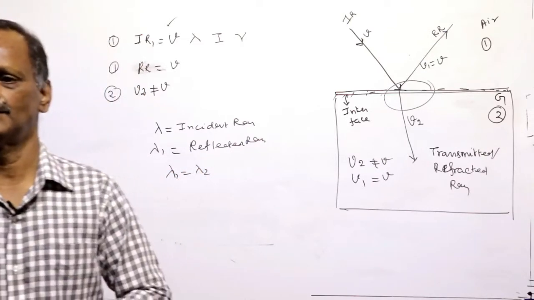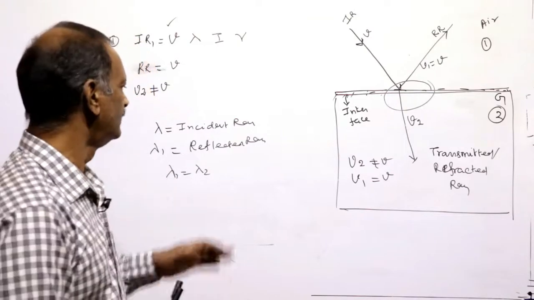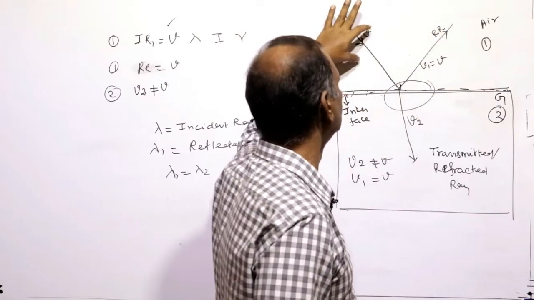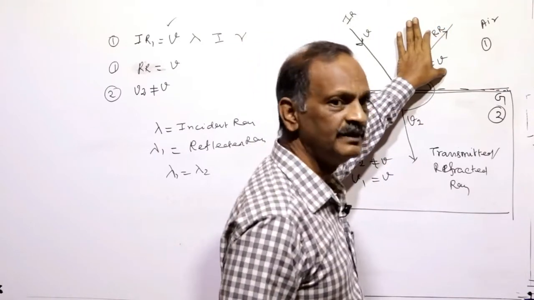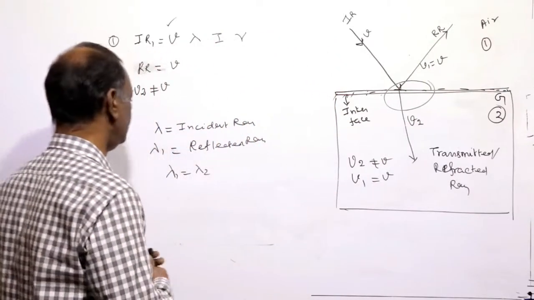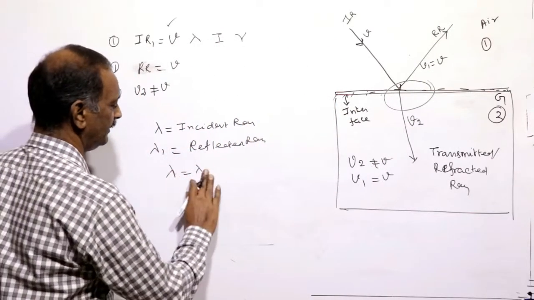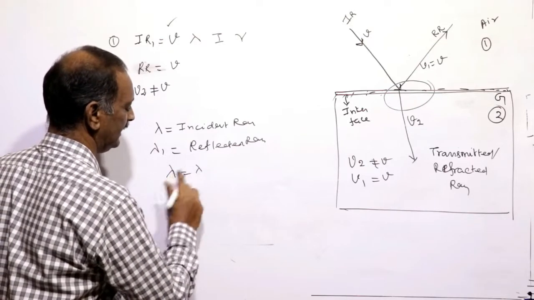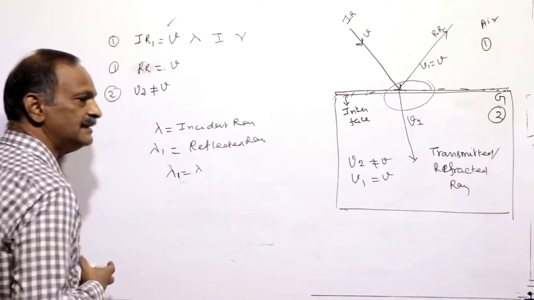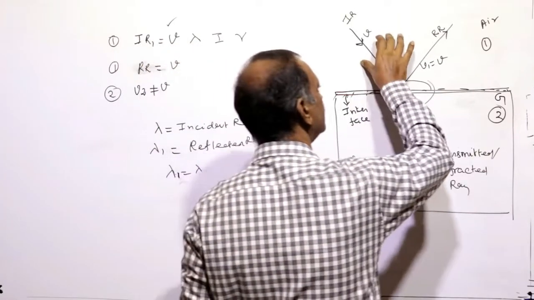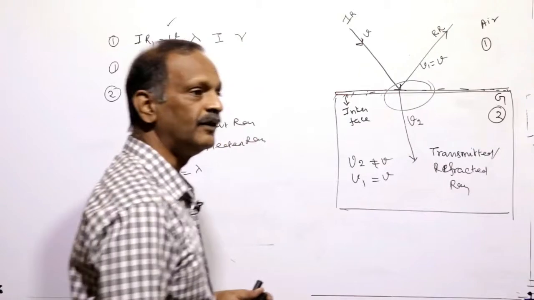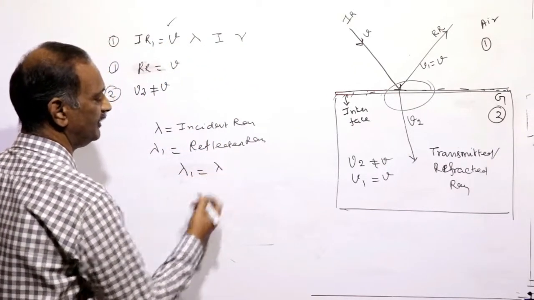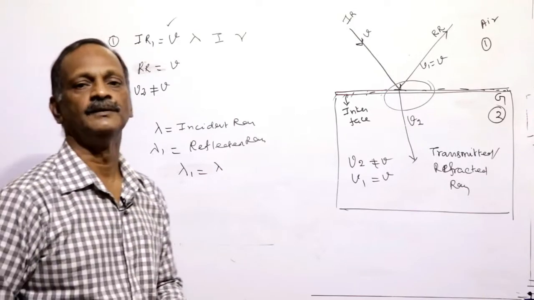Lambda 1 is equal to lambda 2, because the wavelength of this light is reflected back in the same medium itself. So the wavelength of this light will be the same. That's why the wavelength of the reflected ray is equal to the wavelength of the incident ray. This is the wavelength of the incident ray, this is the wavelength of the reflected ray. So the reflected ray will have the same wavelength as the incident wavelength.